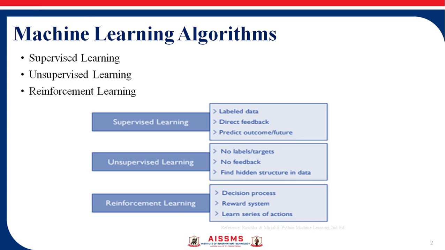Rewards from a sequence of actions. It is the most ambitious type of learning. Reinforcement learning is the training of machine learning models to make a sequence of decisions. The agents learn to achieve a goal in an uncertain, potentially complex environment. Here we can see in reinforcement learning, it is a decision process, it is a reward system, and it learns a series of actions.